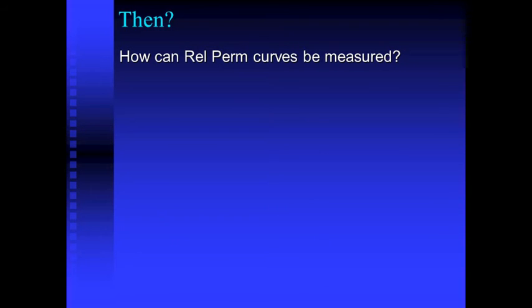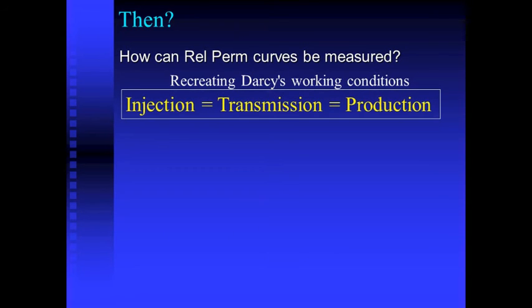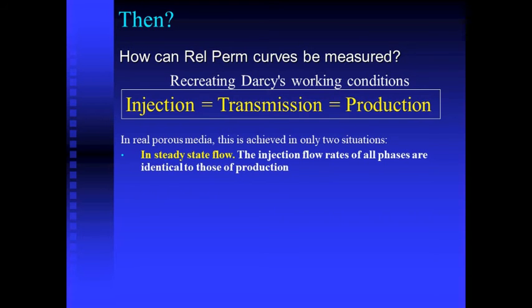But then, if real systems are so complex, how come the relative permeability curve, which requires a defined water conduction value, is measured? Well, by recreating the original conditions. This means that injection, transmission, and production must be interchangeable verbs or, what is the same, generate unique flow rates. In real porous media there are only two solutions to this requirement. The first solution consists in working in a steady state, where the injection flow rates of all phases are identical to the production flow rates.